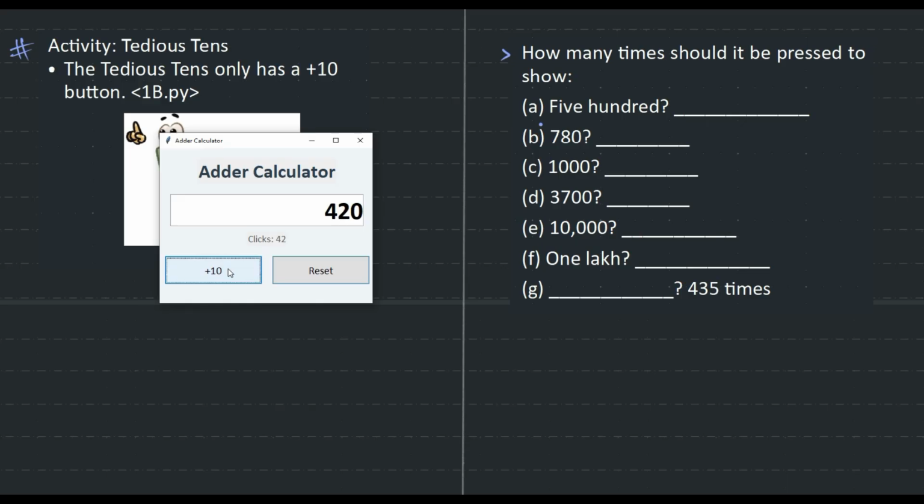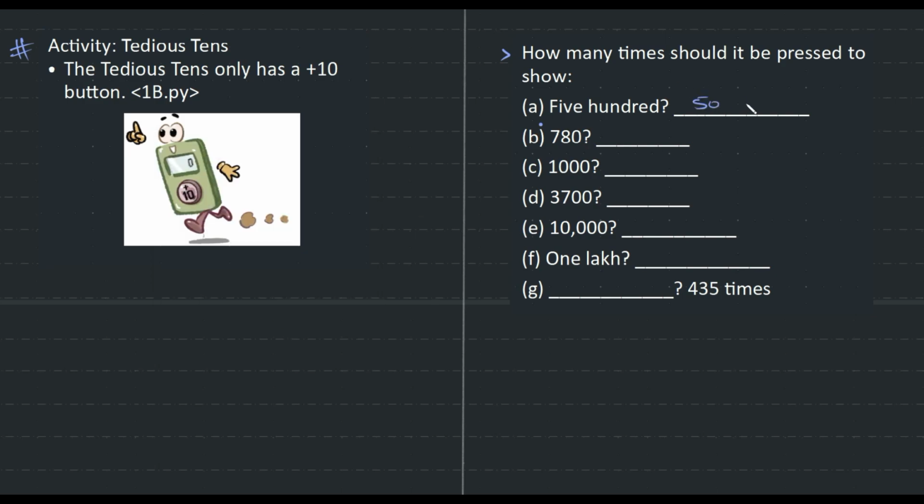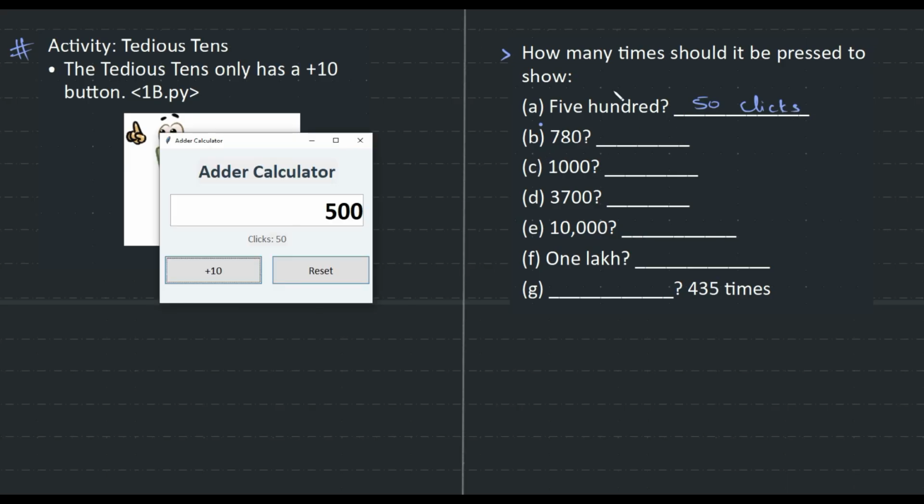That's a lot of clicks, but yeah, I'm able to do it. I thought it'd be too much, but it's happening. 50 clicks. Can you see that? 50 clicks. What about 780? 780, yeah. Take a guess. Yes, it is 78 times.